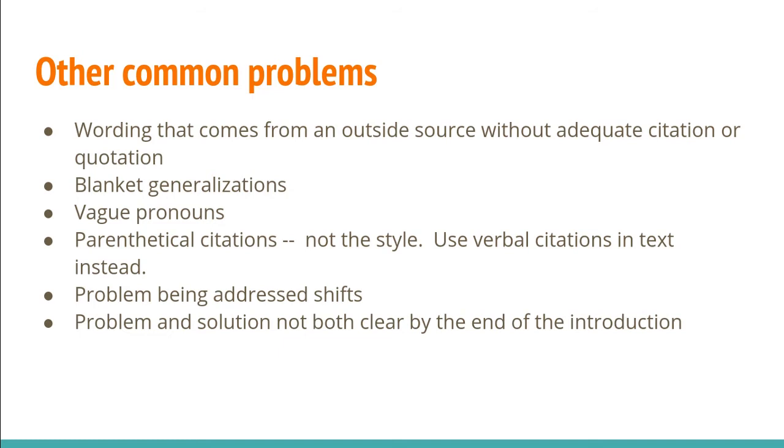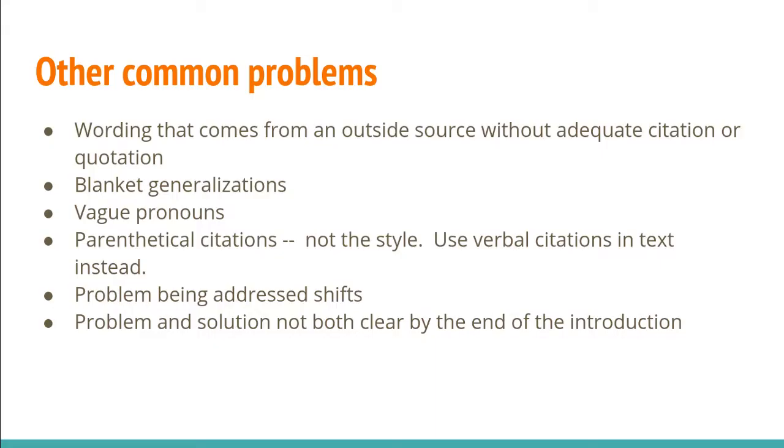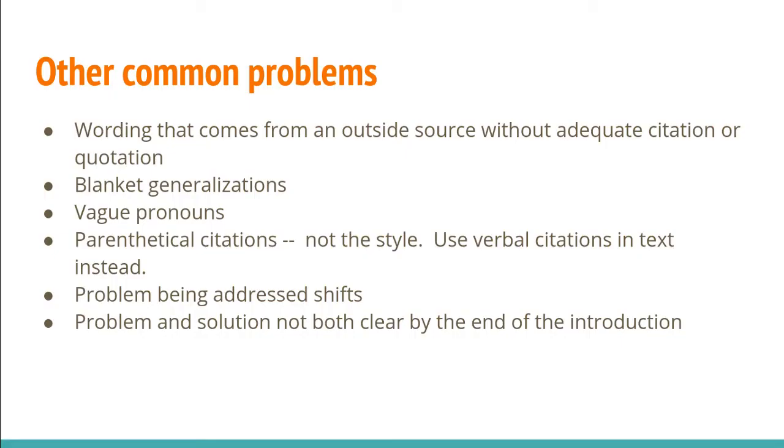Other common problems included exactly what I've just been talking about. Again, that's wording that comes from an outside source without adequate citation or quotation. Another common problem was blanket generalizations, in which the author of the essay talked about a large group of people as all being the same way or doing the same thing. Clearly, this is unfair. Sometimes these were vague pronouns. In an essay in which we're pointing out that there's a problem somewhere, we have to be very careful about the pronouns we use because we're constantly talking about someone either doing or not doing something that causes a problem. We have to be sure that we're pointing to the right person and not being vague.